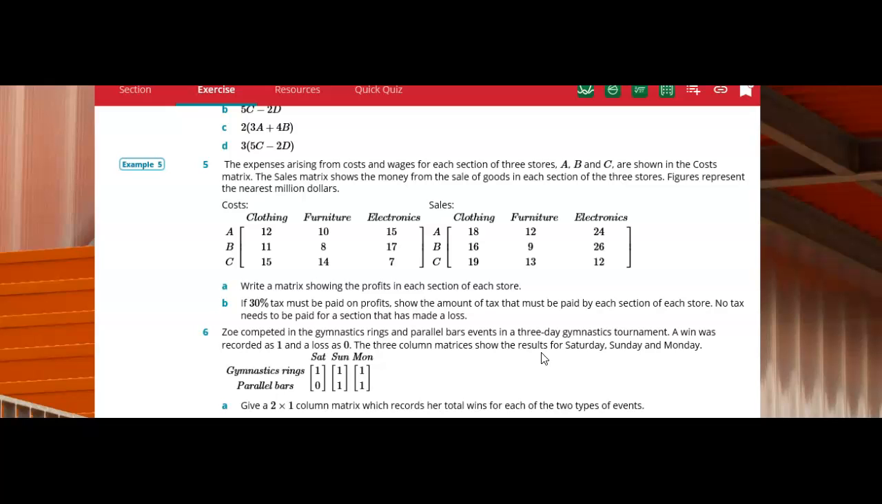So we've got expenses arising from costs and wages for each section in 3 stores, A, B, and C. So we've got a shop that sells clothing, furniture, and electronics. The costs involved for each section, they're $1 million, 12 million, 10 million. And then the sales, so how much they get in revenue, how much they make from selling their product. So for question A, write a matrix showing the profits in each section of the store.